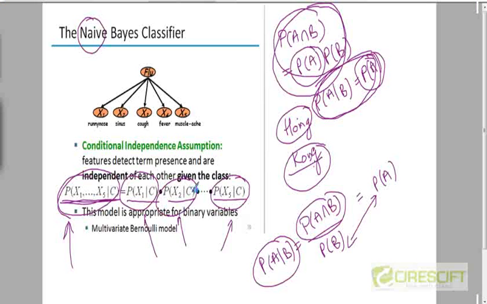So similarly for other words. And what about this? Why is this harder to compute?